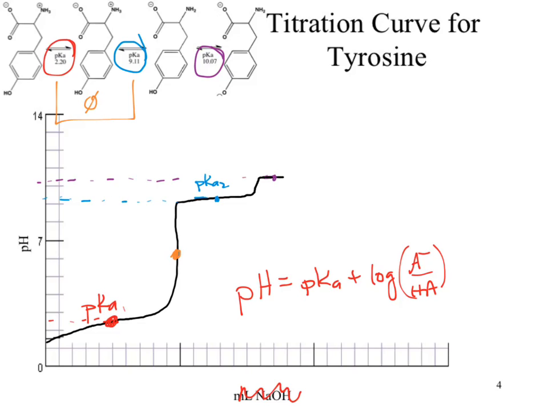So is that typically on the steepest part? It'll always be on the steepest part. Because remember, how do you calculate the pI? It's the average of your pKa's. It's always going to be dead center on a steep section of your curve.